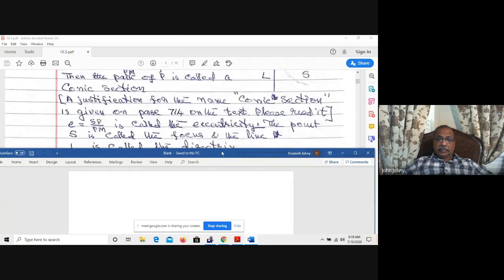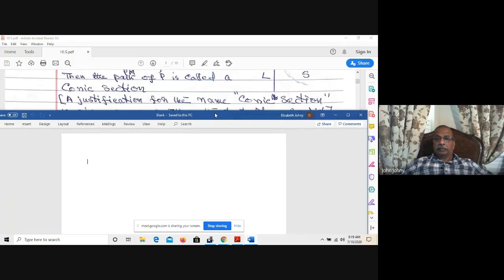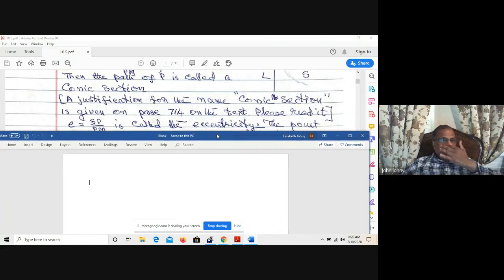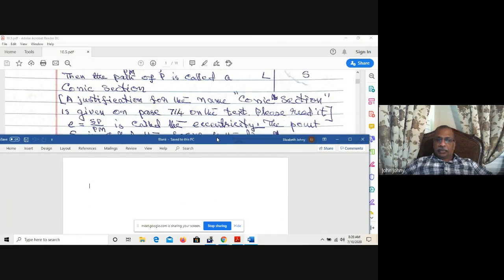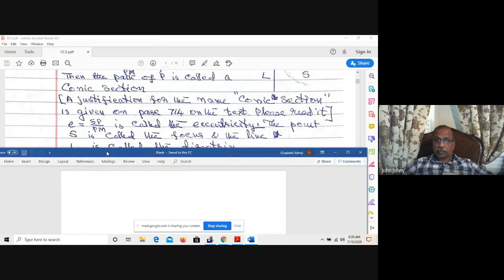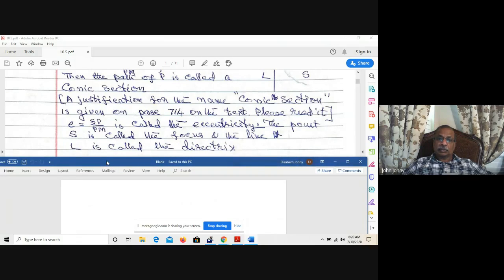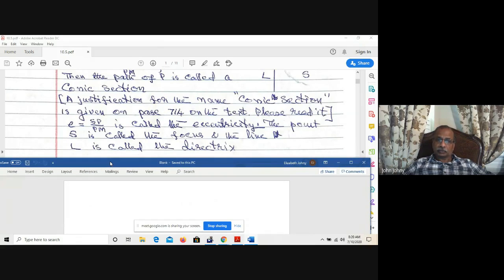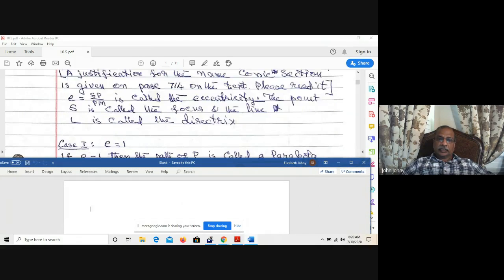Okay, then a justification for the name conic section is given on page 714 of the text. Please read it. E is equal to SP over PM is called the eccentricity. The point S is called the focus, and the line L is called the directrix. So for a conic section, there is a focus, there is a directrix, and there is eccentricity. Eccentricity is a number, focus is a point, directrix is a line.